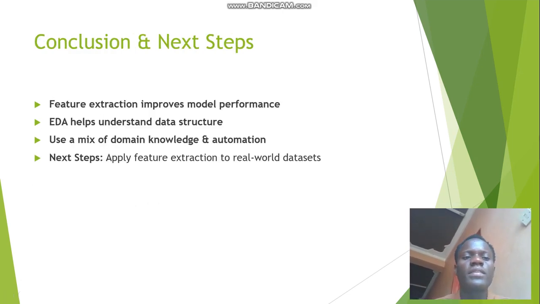In the conclusion part, here is the whole summary of feature extraction and EDA combined. Feature extraction improves model performance, as we have seen. It's generally transforming raw data into numerical data to be used in machine learning. EDA helps us understand data structure, so the datasets we are given help us to analyze and understand things like missing values. When you use a mixture of domain knowledge and automation, the next step is applying this feature extraction to real-world datasets. Thank you very much for having me.